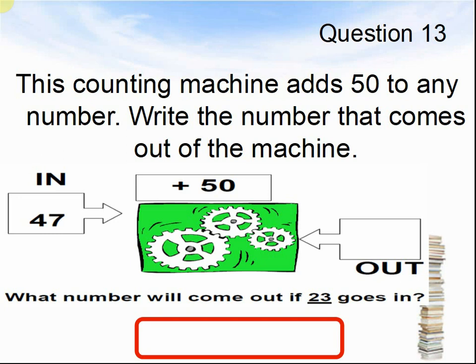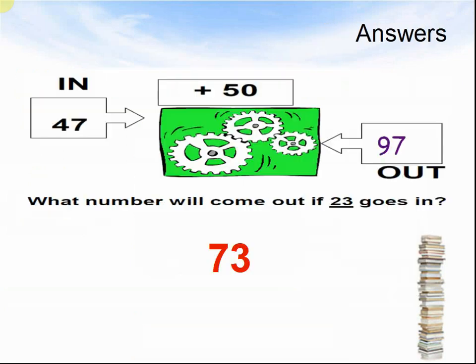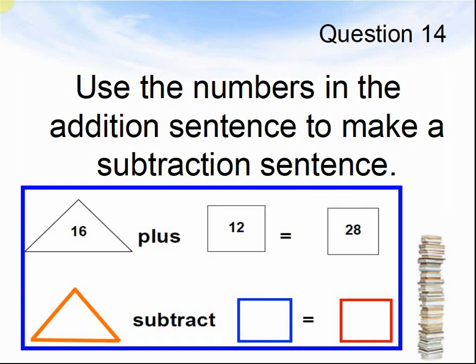Here comes the answer. The answers are: 47 goes in, 97 comes out. If 23 goes in, 73 comes out. Let's look at the next question. Question 14. Use the numbers in the addition sentence to make a subtraction sentence.